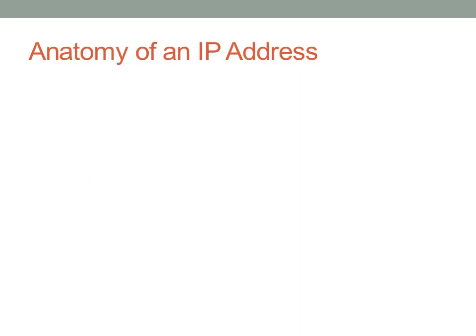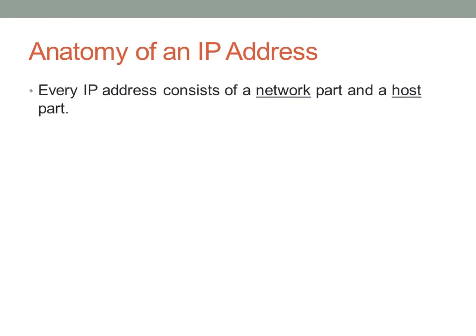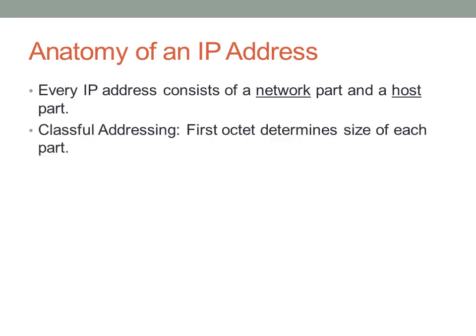Alright, so now we actually can break down what an IP address is. Basically, every IP address consists of a network portion and a host portion, and the network portion is going to be determined by the first octet and what we call classful addressing. Classful addressing, basically, the first octet, the number before the dot at the very beginning of the IP address, will determine the size of the network portion and the size of the host portion.